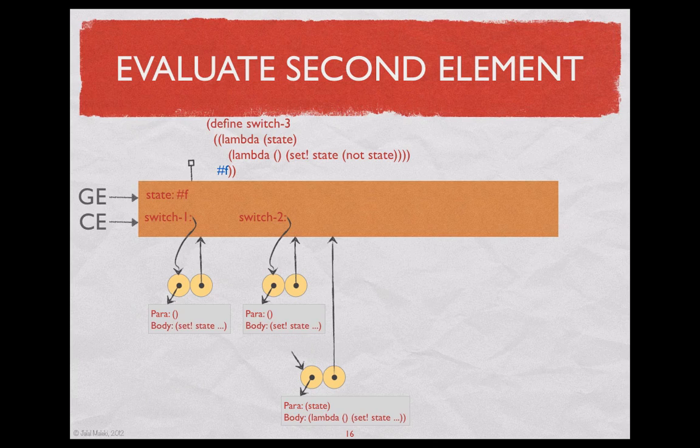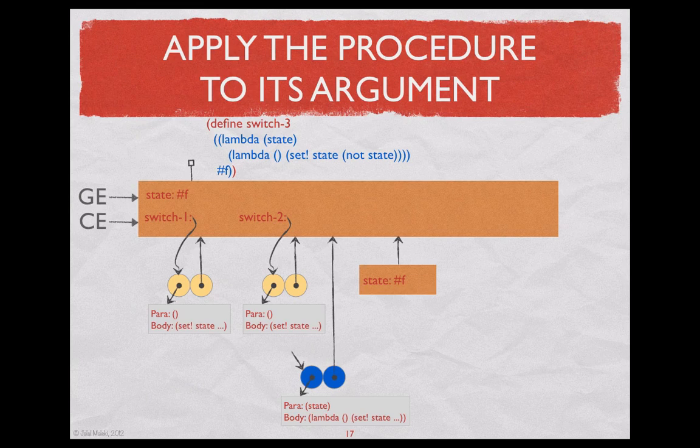And that gives us the falsehood value. So now that we have all we need in order to evaluate this original blue statement you see on the screen, we do the job by applying the procedure, which is marked with blue color, to the argument, which is the value false. And as we know, a new frame is created.